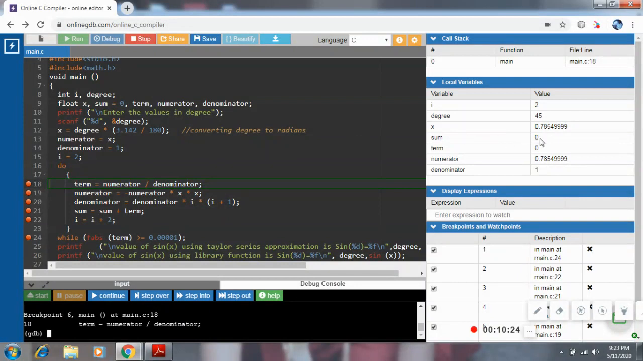As of now, sum equals 0, term equals 0, and we have assigned x to numerator. That is the reason we have the same value of x in numerator also. And denominator, we have assigned 1. That is the reason denominator has value 1 at this point. So let me continue.